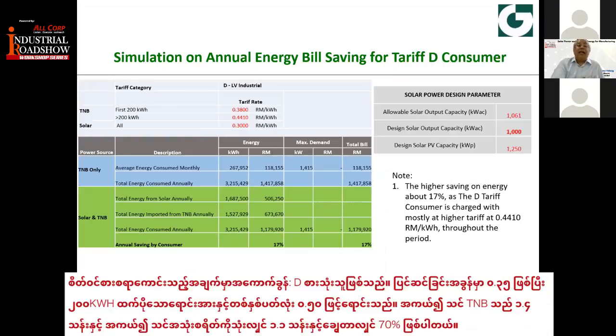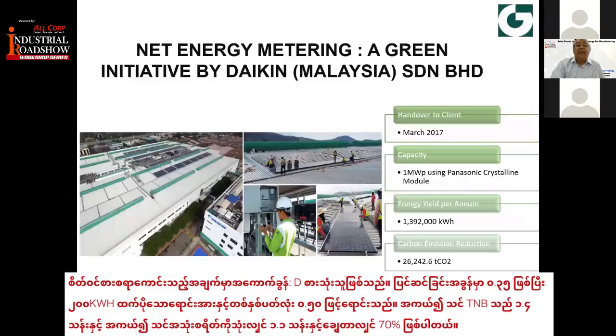And of course, the most interesting one is the tariff D consumer. For tariff D, the fixed tariff is 38 cents, and for more than 200 kilowatt hour you pay 44 cents. And solar, you sell at a maximum of 30 cents all year through. In this category, if you calculate the saving, using TNB only, your bill will be 1.4 million. If you use the utility and the solar, your bill is 1.1 million. So there is a saving of about 17%. You see the saving calculation over there.